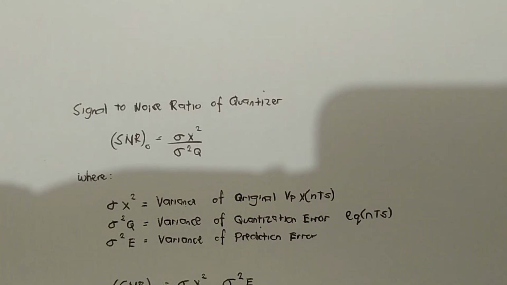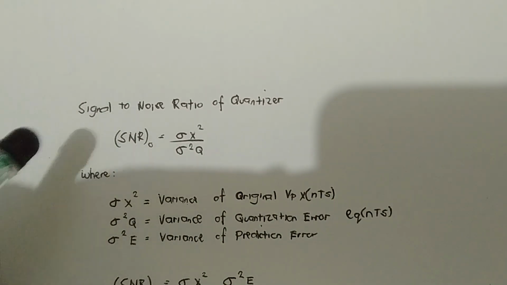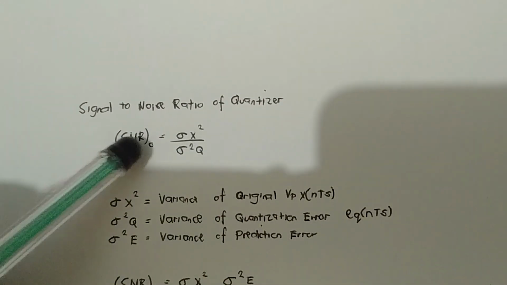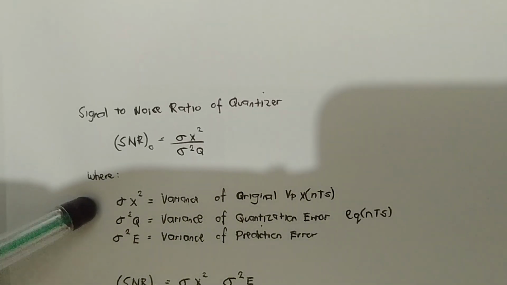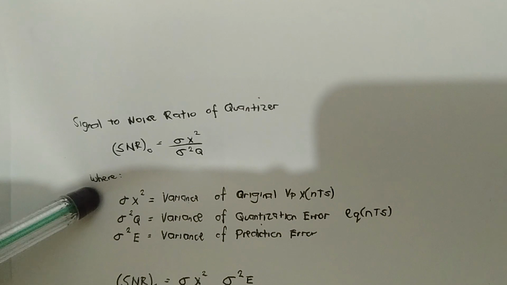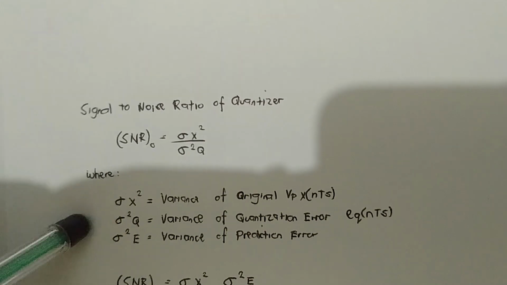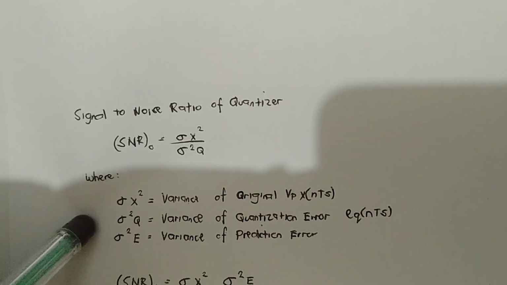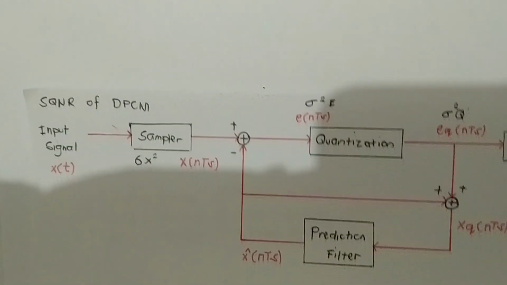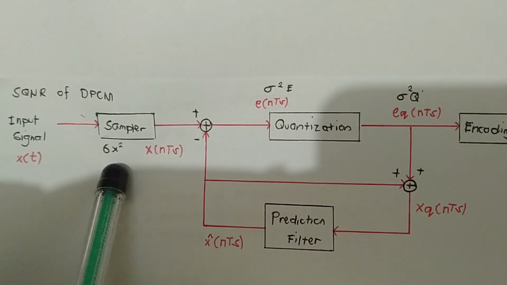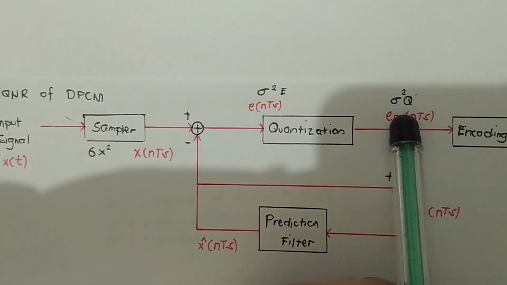Ito yung formula ng SQNR, where SNR output is equals to sigma x squared over sigma squared q. Saan yung sigma x squared ay yung variance ng original input-output or yung sa sampler, and yung sigma squared q ay yung variance ng quantization error, and yung sigma squared e ay yung variance ng prediction error. Dito natin makikita yan. Ito yung sigma x squared, sigma squared e and sigma squared q.